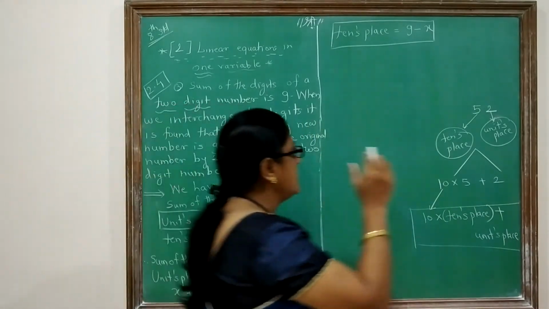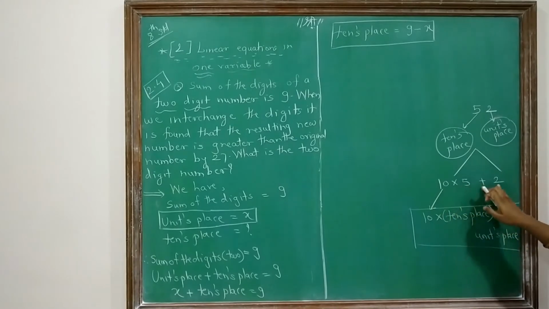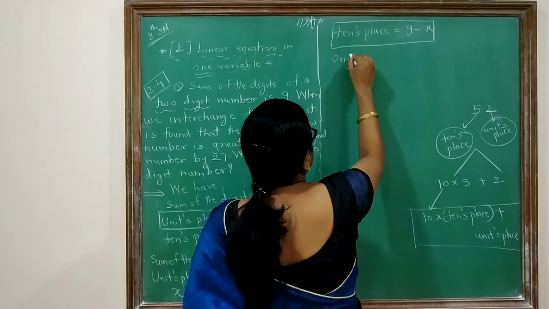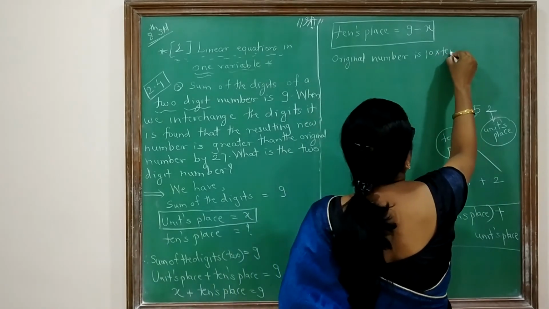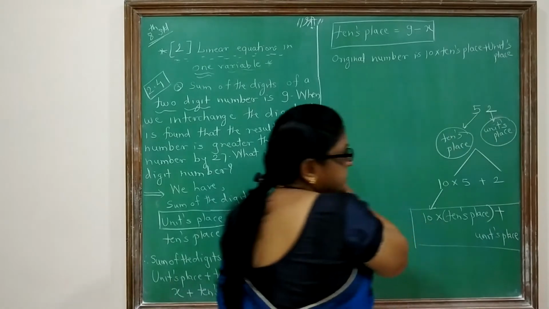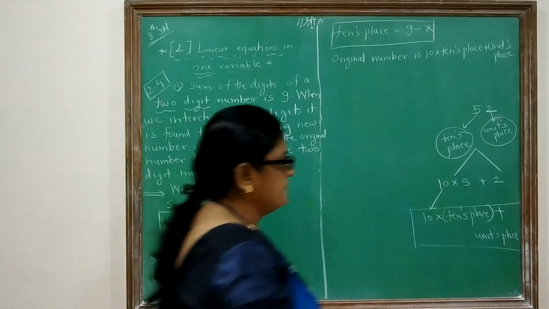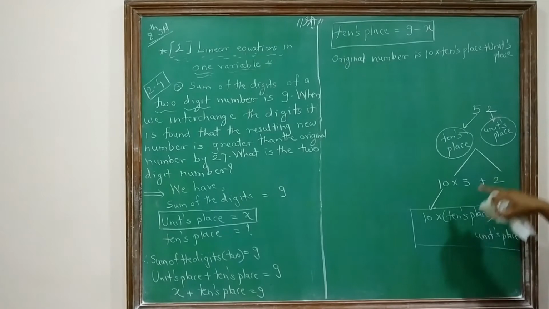Here you write 52, where 5 is the tens place and 2 is the units place. This is converted into 10 into 5 plus 2: 10 is the same, 5 is the tens place, and 2 is the units place. Means your original number is 10 into tens place plus units place. Then you will put in the values. You will write this in your notebook, because this is very important, okay, how to make this formula.